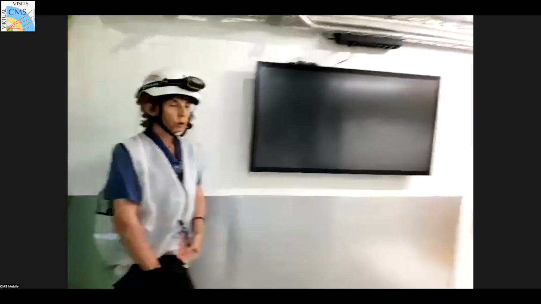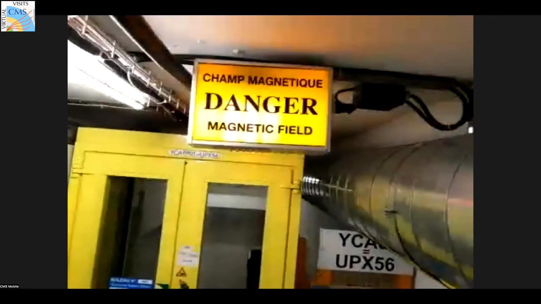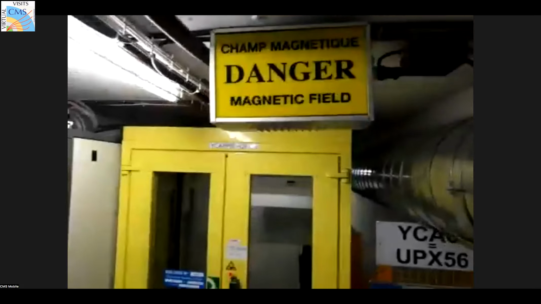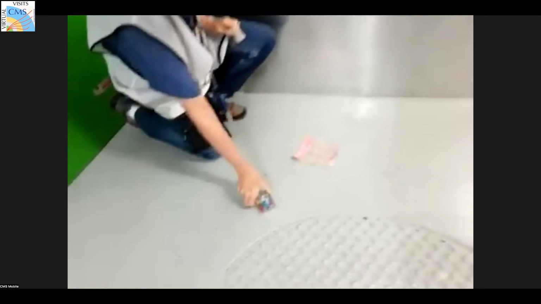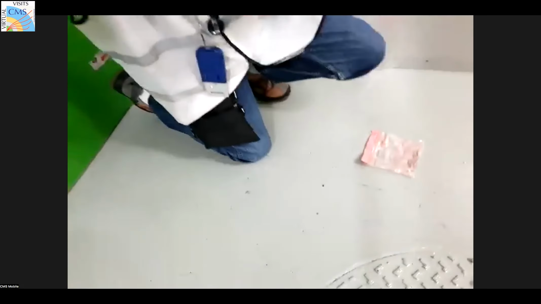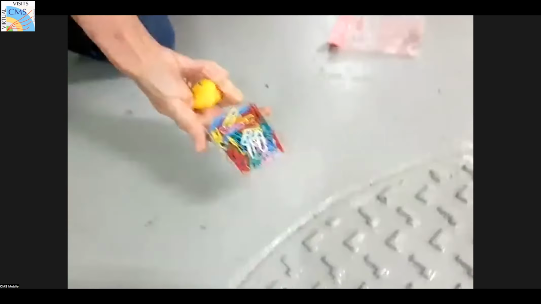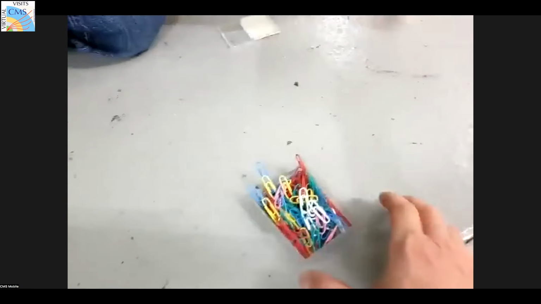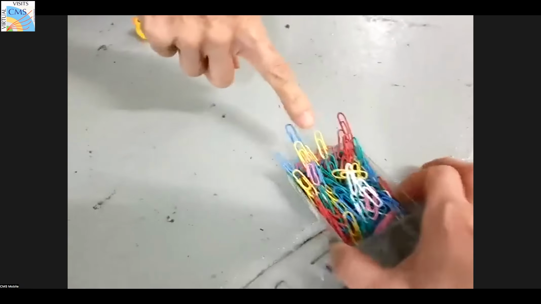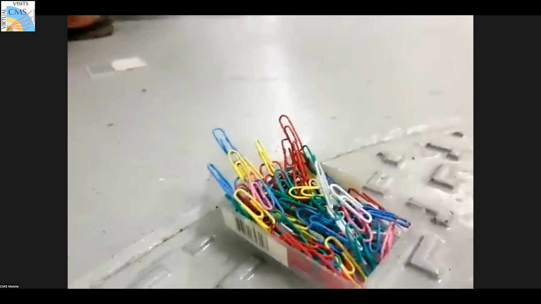So I have one thing that I would like to show you, this one. I don't know if this works. So let's see. Maybe yes. Does it work? Yes. Look, these clips, these are colored. You see? But you see that they move alone. You see there how they move? This is because they magnetize.